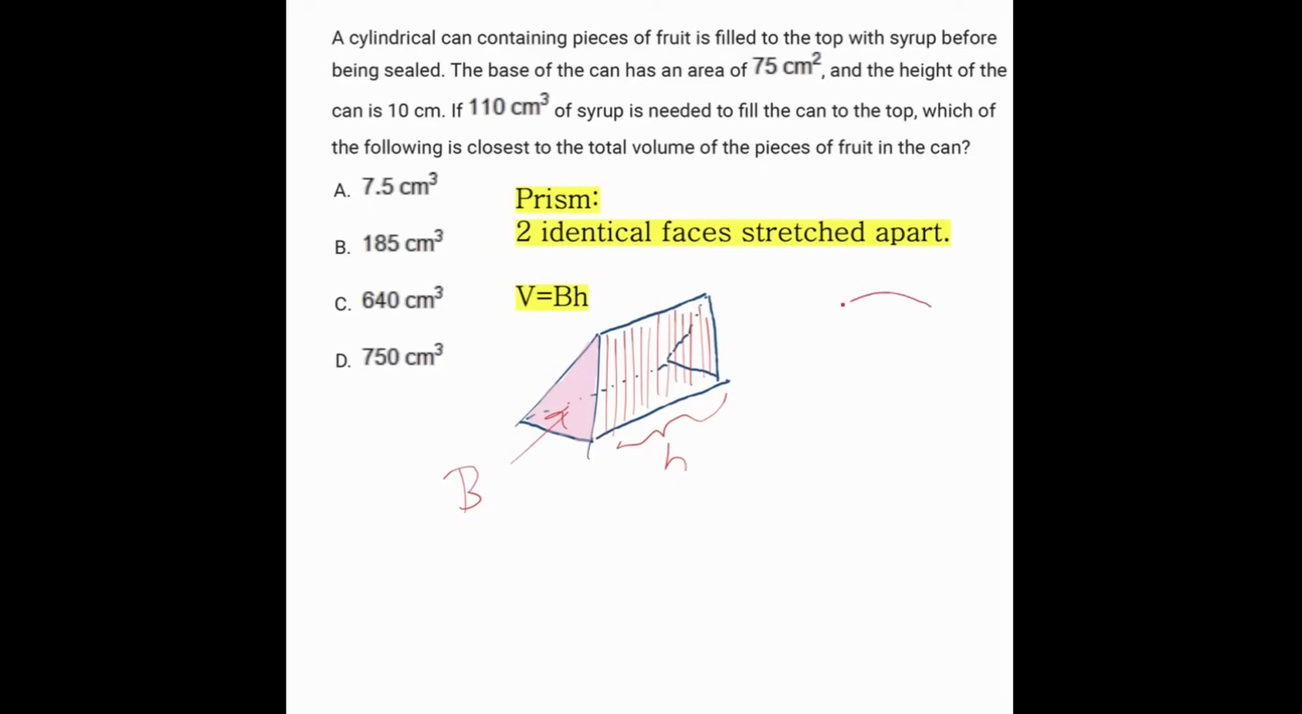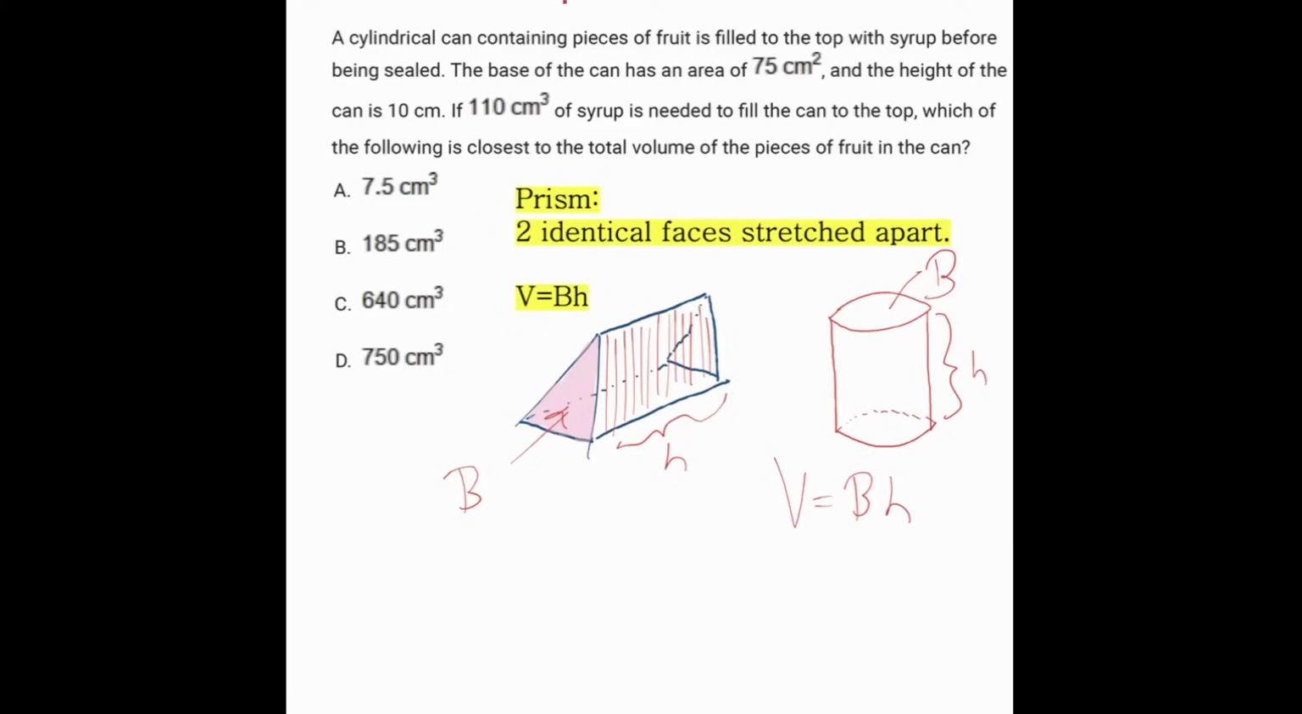Now, a cylinder fits the definition of a prism, although it's technically not considered a prism because it has rounded sides, and prisms have all flat faces in terms of their dictionary definition. But you should absolutely think of a cylinder as a prism because it's got the identical circles at the top and the bottom, and they're stretched apart, and that stretch is the height. So we can call that the capital B, the area of the base, and multiply that by the height.